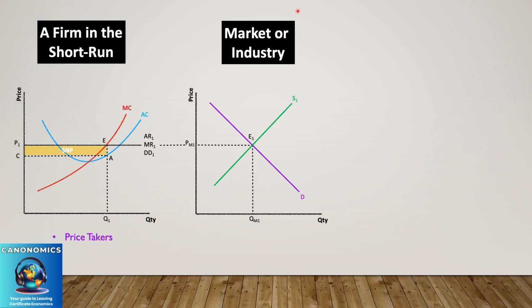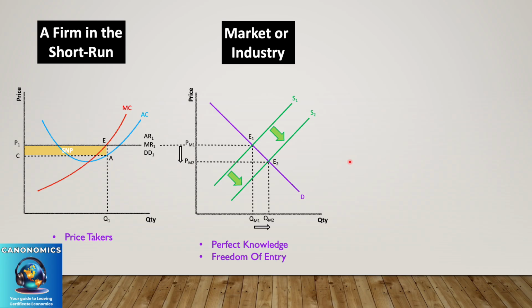The key assumptions of perfect knowledge, in other words, firms not in this market can see that there are supernormal profits being earned, and freedom of entry, these firms can then set up in this industry to take advantage of these supernormal profits, leads the supply curve to shift out to the right as new firms enter the market. The new supply curve is S2 and leads to a lower market price of PM2 and a higher quantity at QM2.